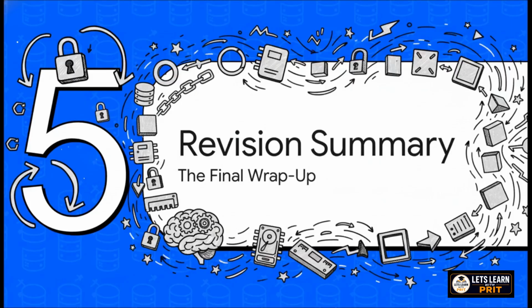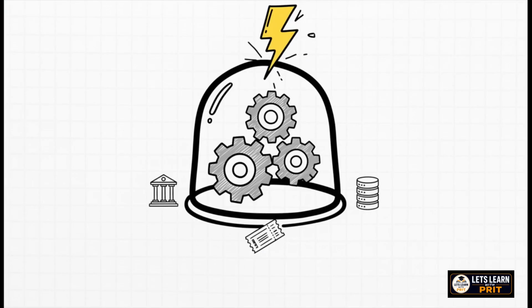Finally, Section 5, Quick Revision Summary. Let's do the final wrap-up. If you forget everything else from Unit 4, just remember this one golden rule. Transactions keep databases safe, consistent, and crash-proof by treating multiple steps as one single unit of work. It is the ultimate all-or-nothing safety mechanism.